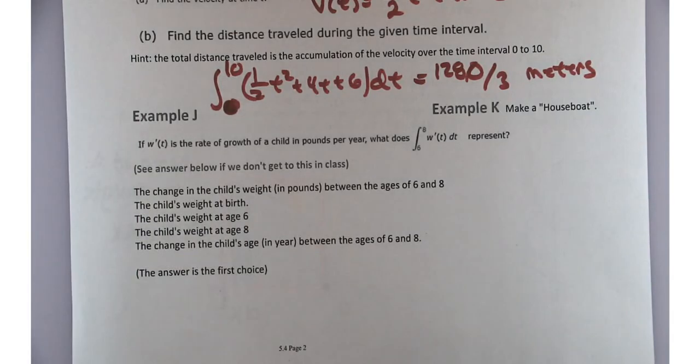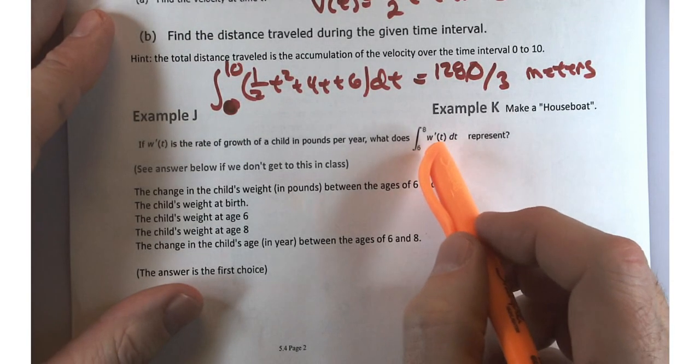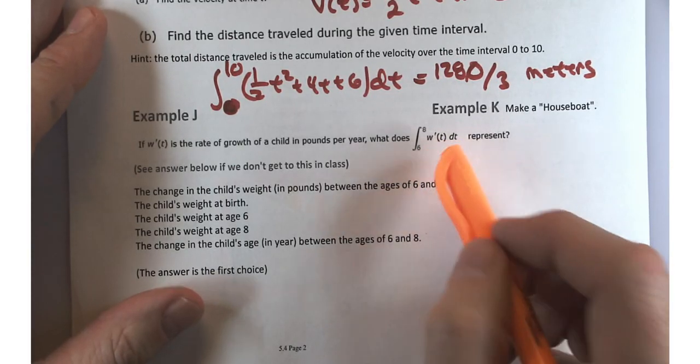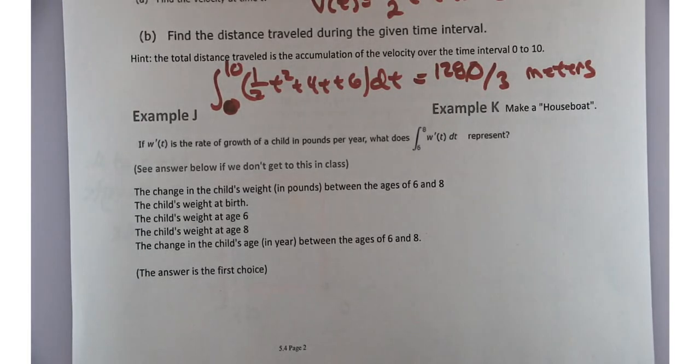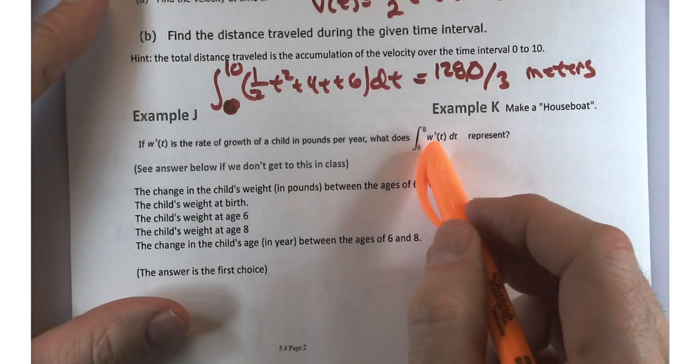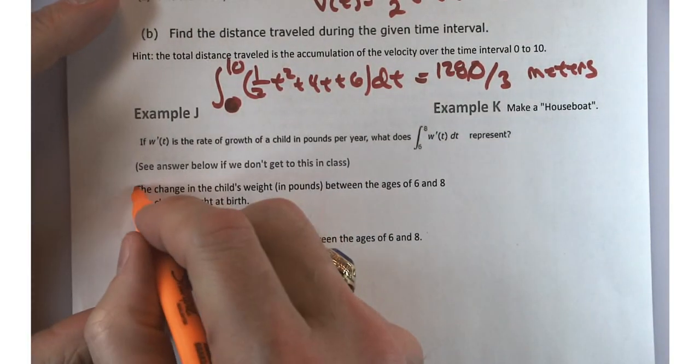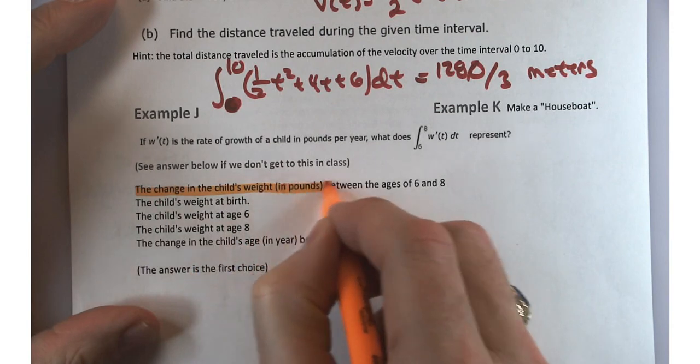It is. What's happening here is that this is the change in weight times time, and those little increments are going to add up how much weight you're changing or gaining, assuming you're gaining weight in those years. So this one is our winner.